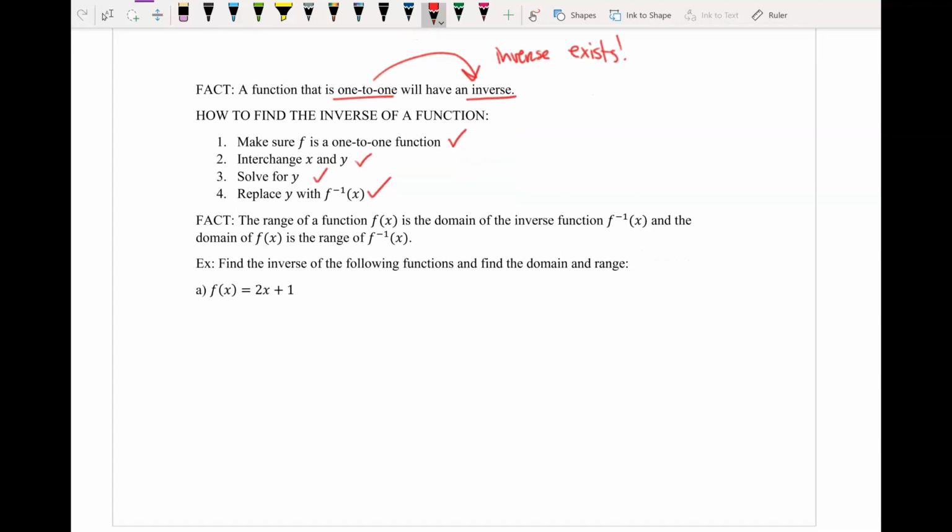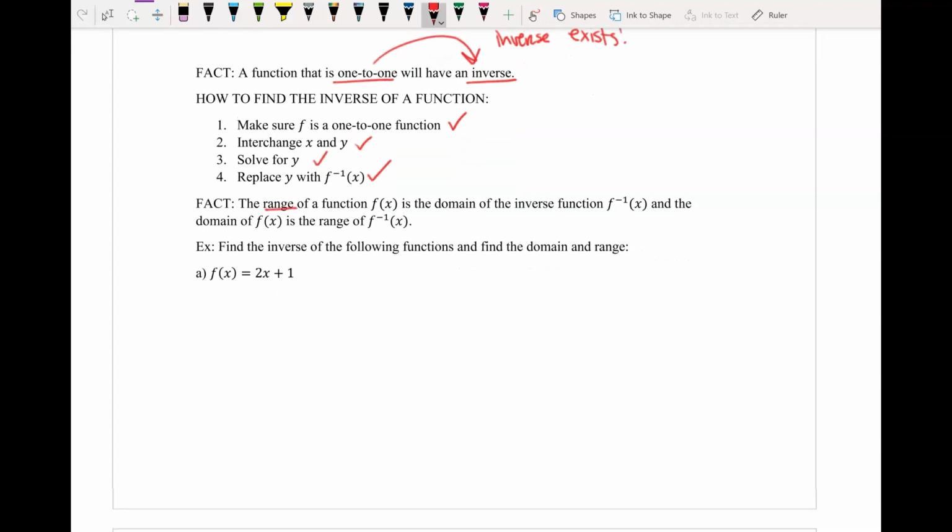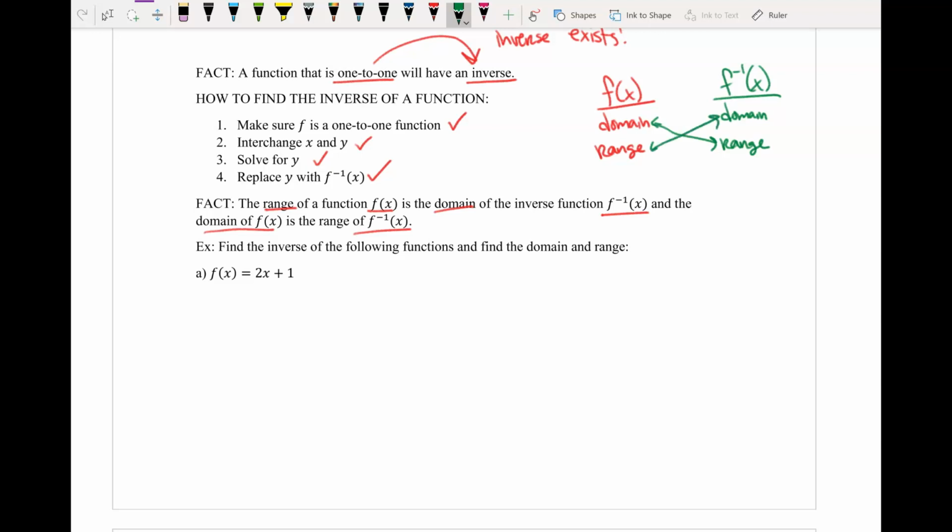Okay? So here's another fact. The range of the function f of x is the domain of the inverse, and the domain of f of x is the range of f inverse. So we know that f of x has a domain and range, and we also know that f inverse will also have a domain and range. So the domain of f is the range of f inverse, and the range of f is the domain of f inverse.